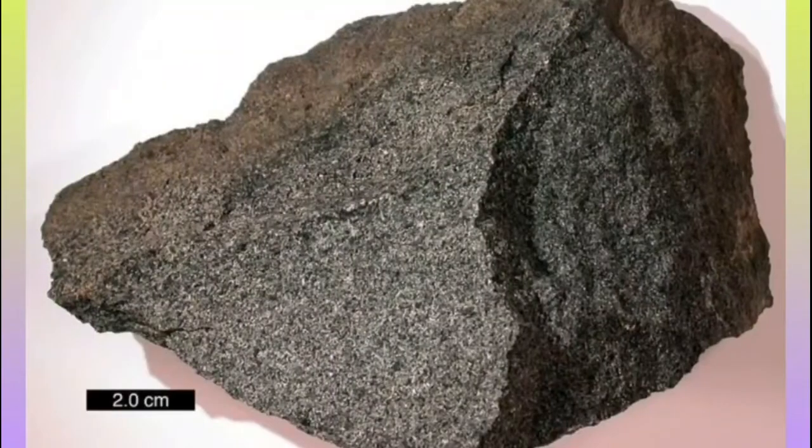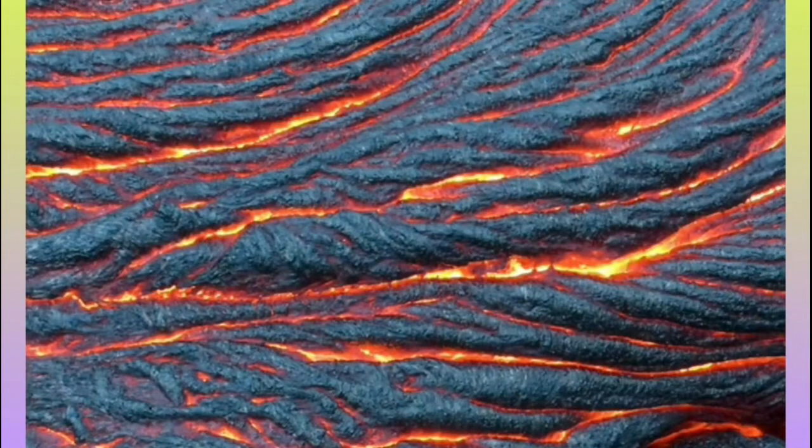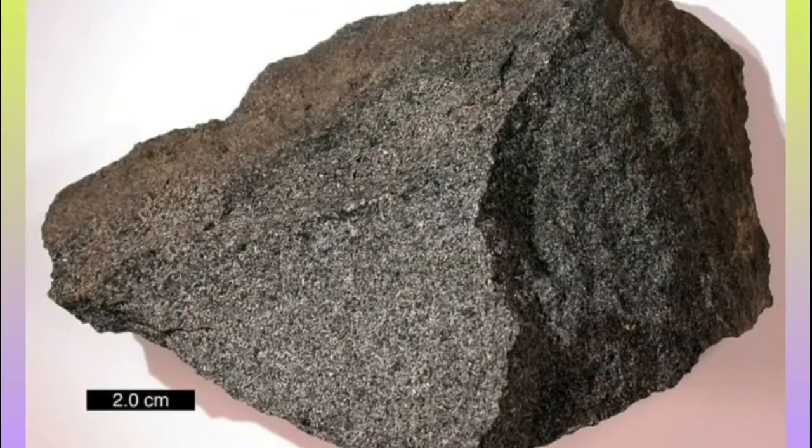Okay, when it cools down then it becomes rocks. So this is the igneous rock. Okay, it is formed from the molten magma.